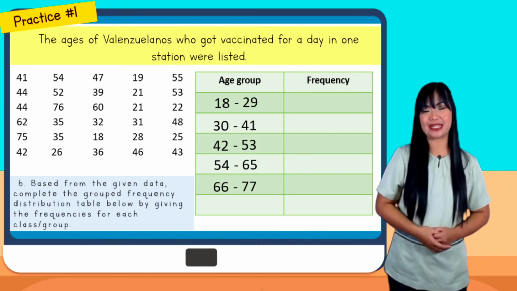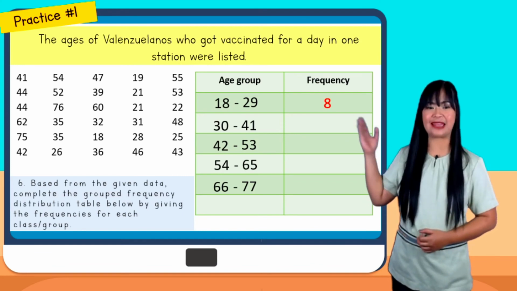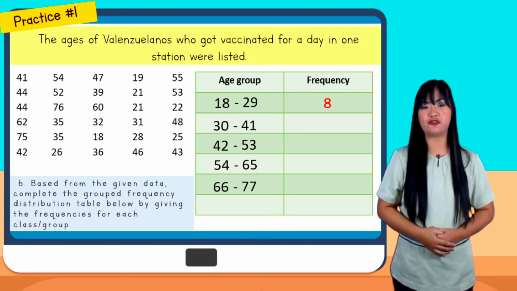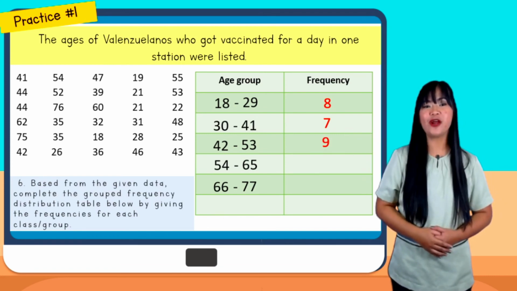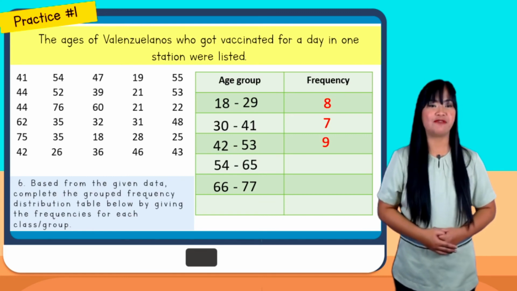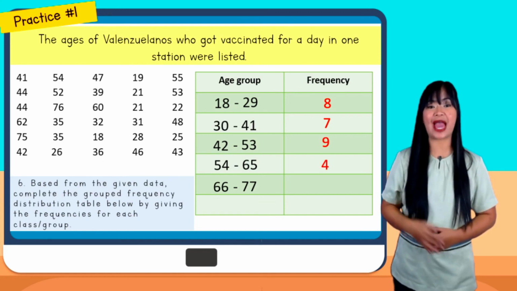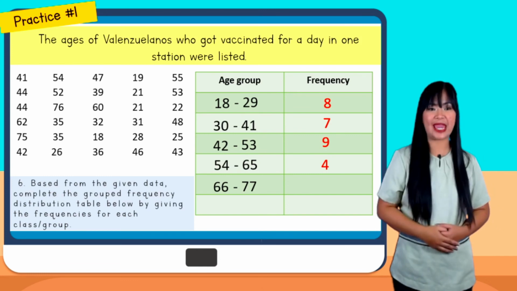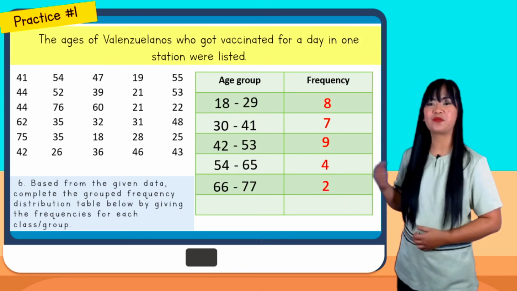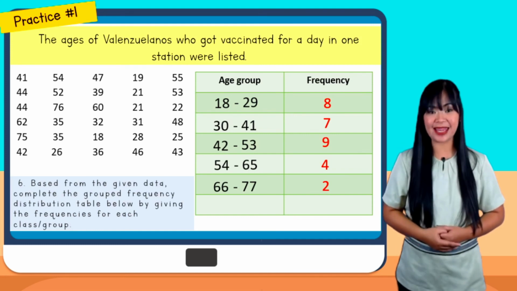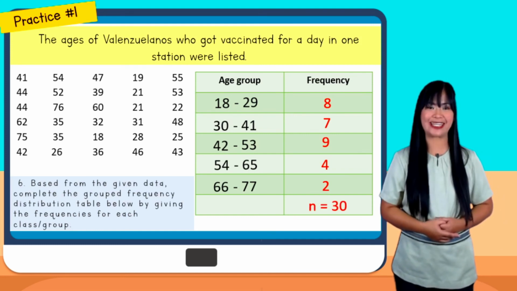For 18 to 29, we have 8. 30 to 41, we have 7. 42 to 53, we have 9. 54 to 65, we have 4. And for 66 to 77, we have 2. Which gives us n equal to 30.